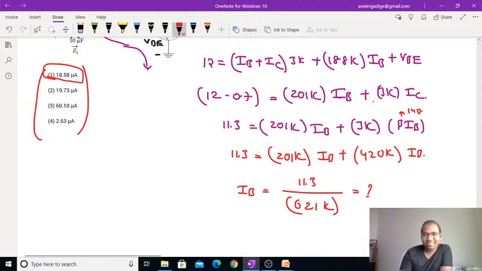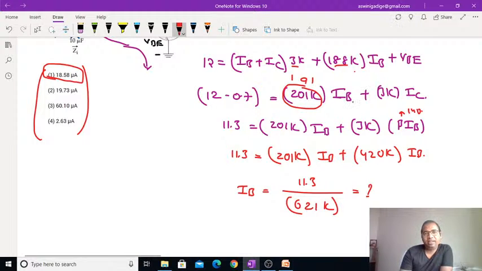Ramya, did I make any mistake here? 188K, 188 plus 3. Okay, 188 plus 3. It is 191K, guys. Okay. Please change this one, guys, and then calculate. Fine.